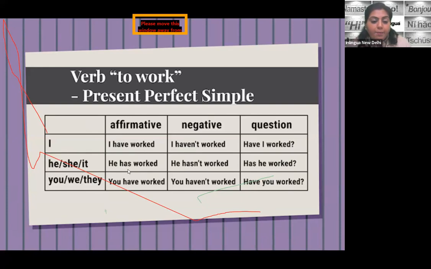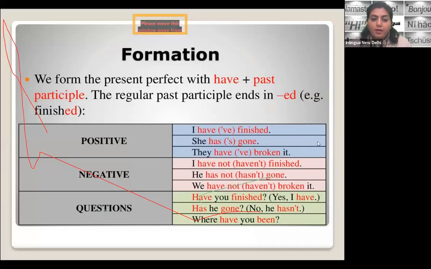Okay, another recap of whatever we just discussed. Positive, negative, and question. And some more examples. Just a quick recap of the definition. We form the present perfect tense with a have or a has with the past participle. The regular past participle ends in ed, d, or ied. The irregular words end in different ways. Sometimes you change the entire word. So, I have finished or I've finished my homework. She has gone or she's gone to the market. They have broken it. They've broken it.